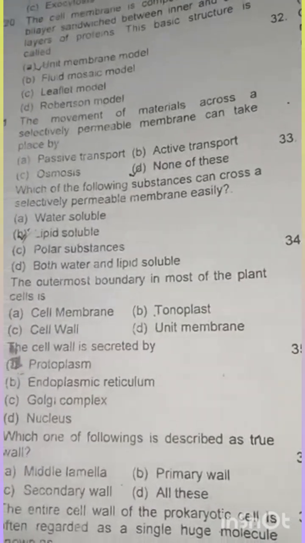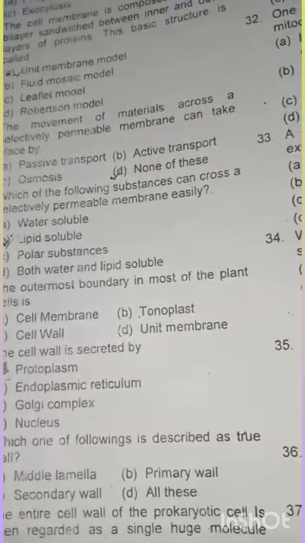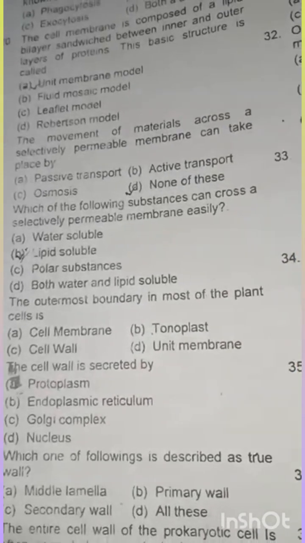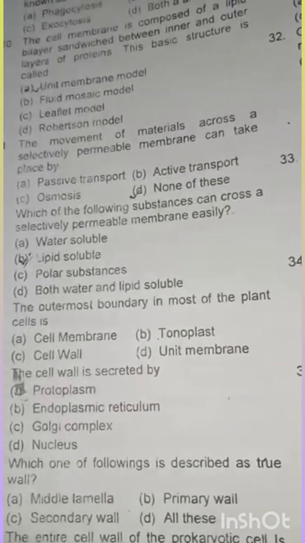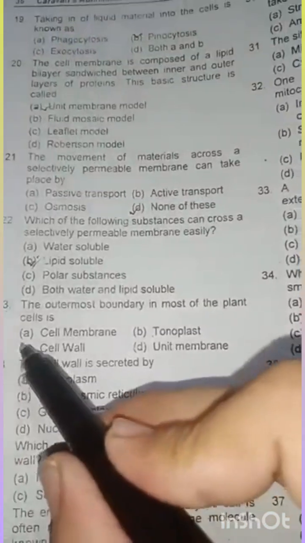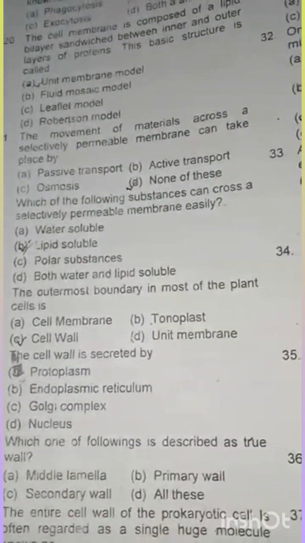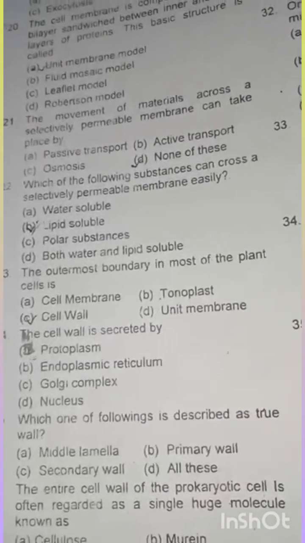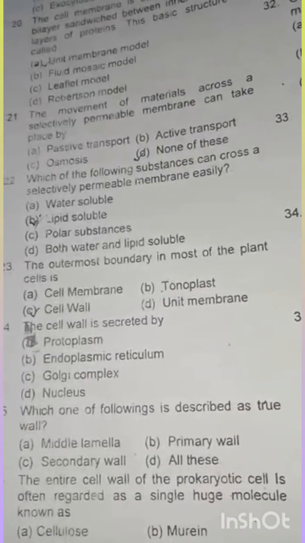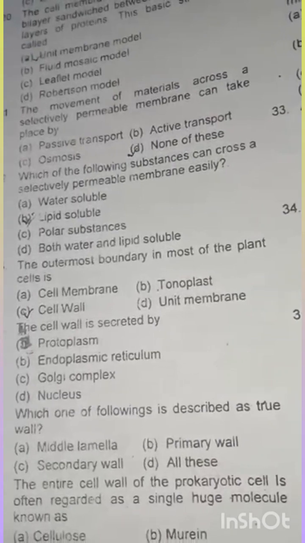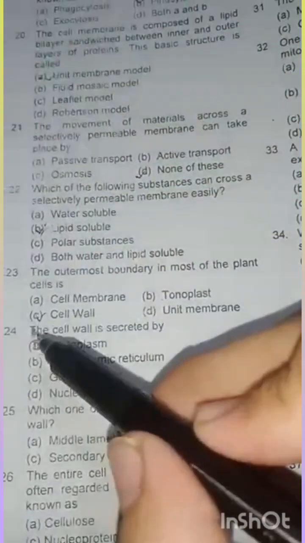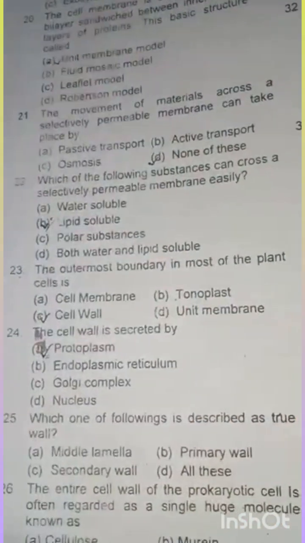The outermost boundary in most plants is called: cell membrane, option B, tonoplast, option C, cell wall, option D, unit membrane. So the outermost boundary in a plant cell is the cell wall. Option C is correct here. The cell wall is secreted by: option A, protoplasm; option B, endoplasmic reticulum; option C, Golgi complex; option D, nucleus. So the cell wall is secreted by the protoplasm.